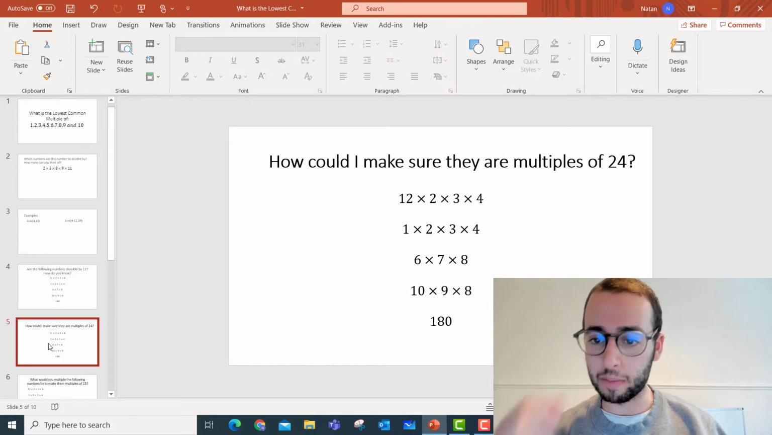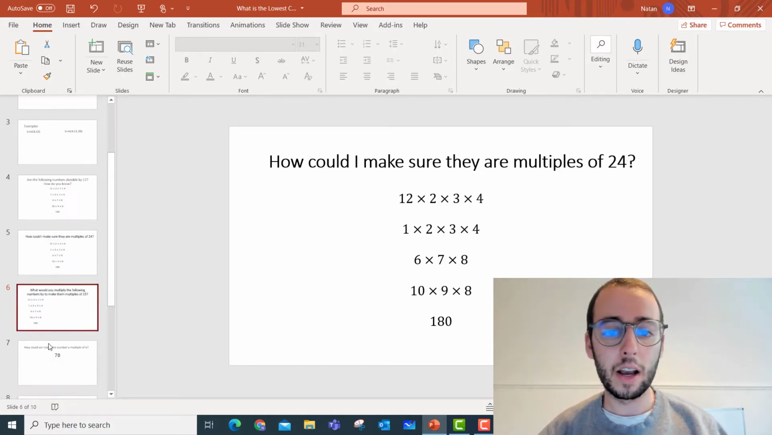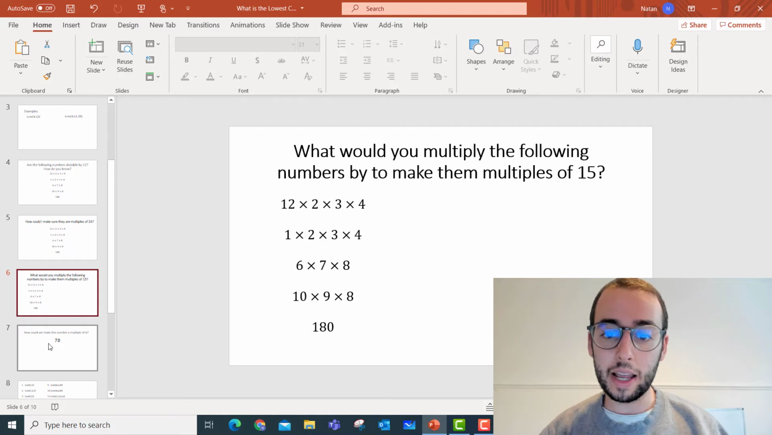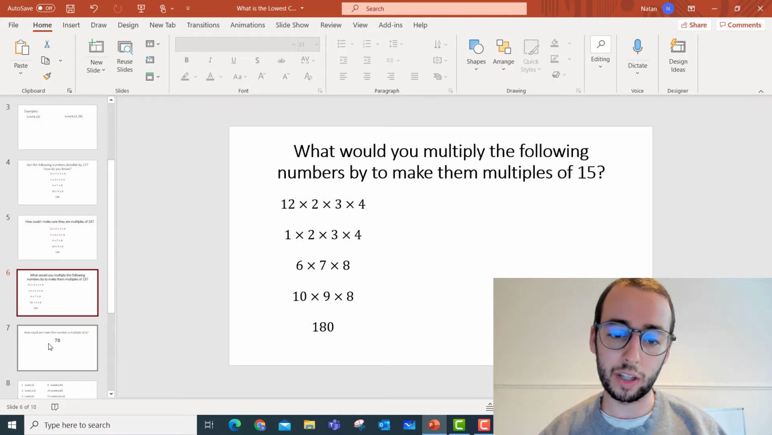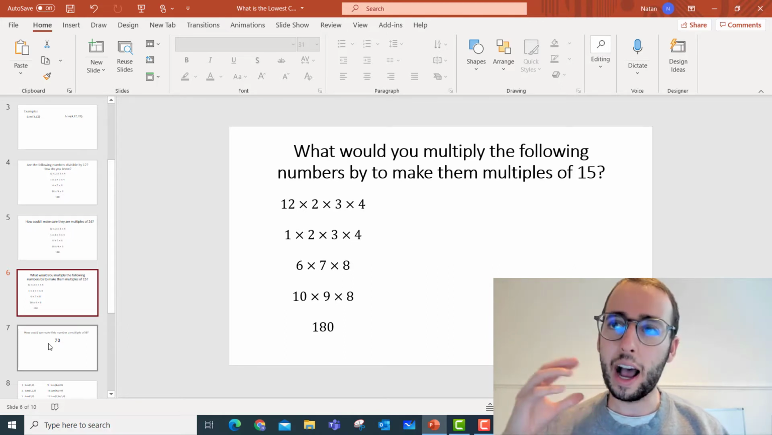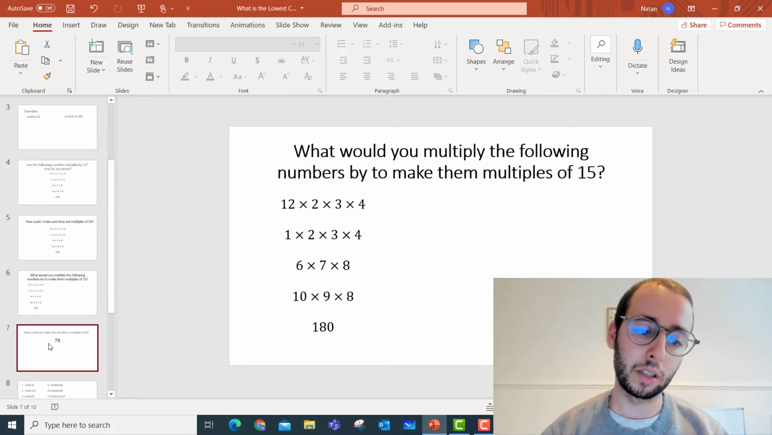Then, how could you make the multiple of 24? So for the first one you wouldn't have to, but for the second one you'd have to multiply it by 2, stuff like that. Thought it was really interesting. Similarly, what would you multiply these numbers by to make the multiples of 15? Not 12, so then we're thinking about 5s, just adding questions to get kids to think deeply about how these are multiples of different numbers.